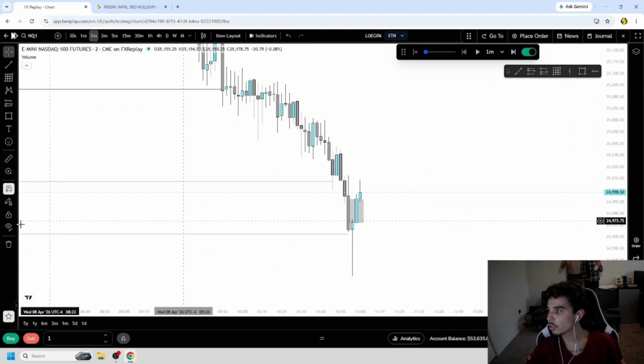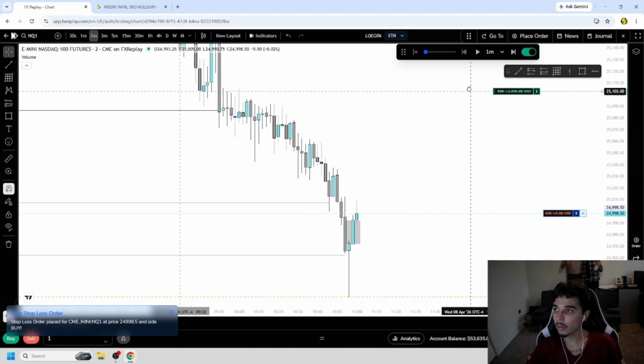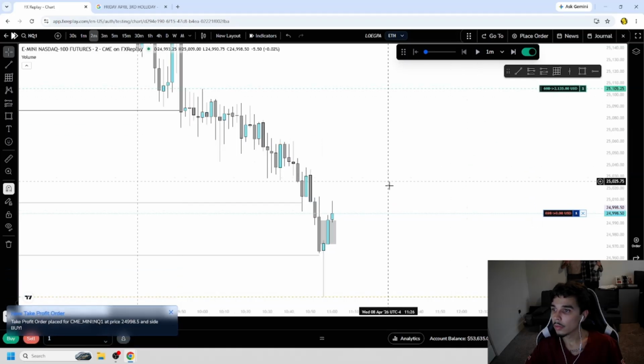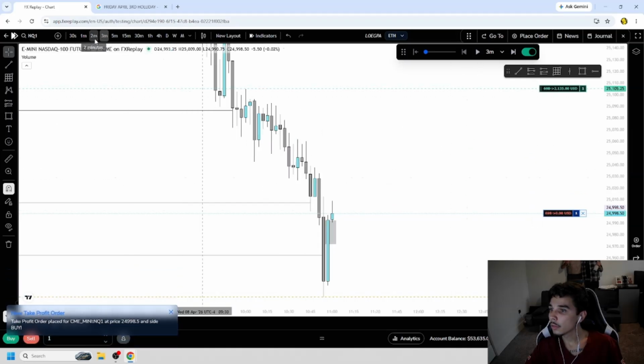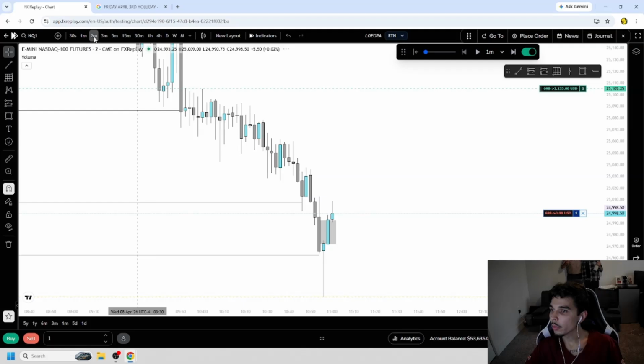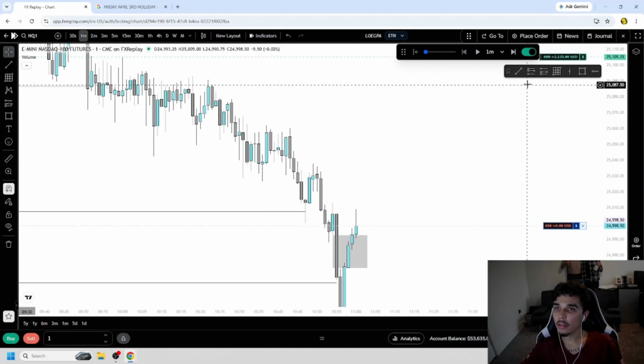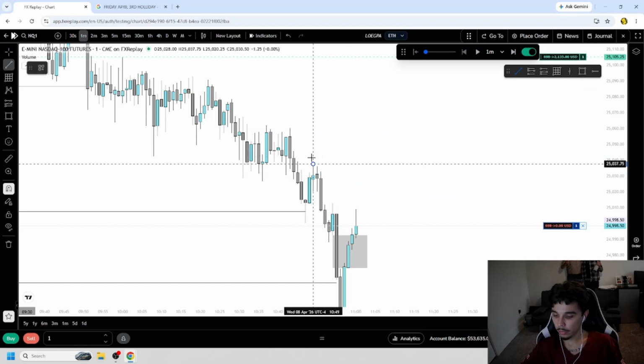I do like this rejection wick right here. Our stops are gonna go at the big stop loss, and our TP is gonna go up here. We are going to be using... Is there a 5-minute anywhere? There's our break-even point. I'm gonna give this trade a little bit of room to breathe. I'll go break even right here.